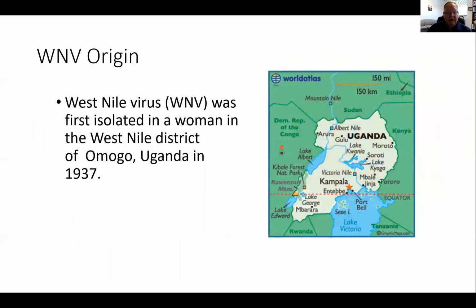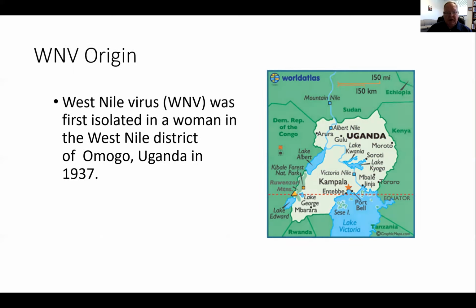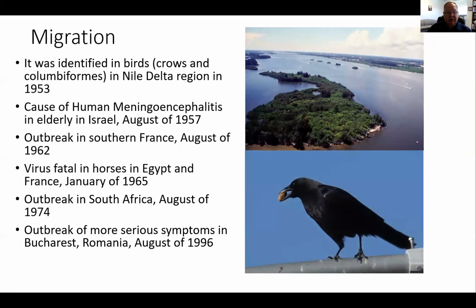It was first isolated in a woman in 1937 in the West Nile district of Uganda. It then migrated, and the migration was identified in birds and crows in the Nile Delta region in 1953. It was a cause of human meningoencephalitis in the elderly in Israel in 1957, and there was an outbreak in southern France. In August of 1962, the virus was fatal in horses in Egypt and France. In January of 1965, an outbreak in South Africa. August of 74, an outbreak with more serious symptoms in Budapest, Romania in August of 1996.